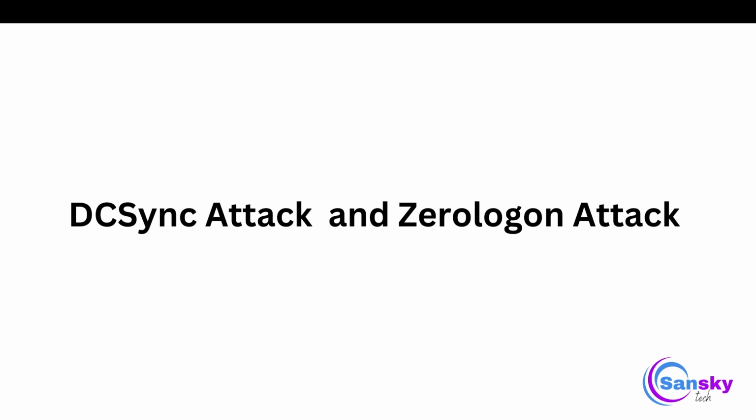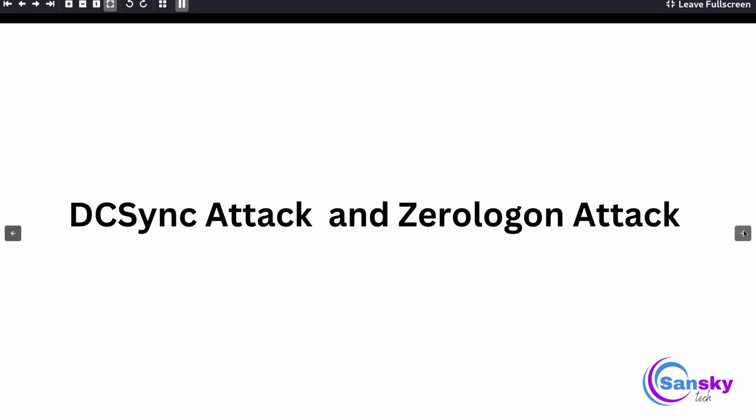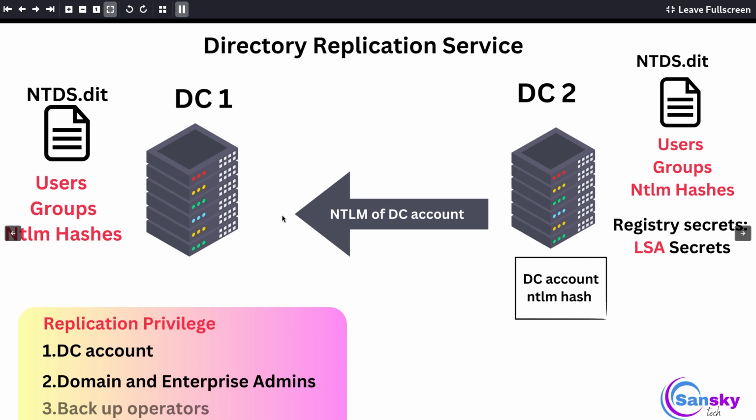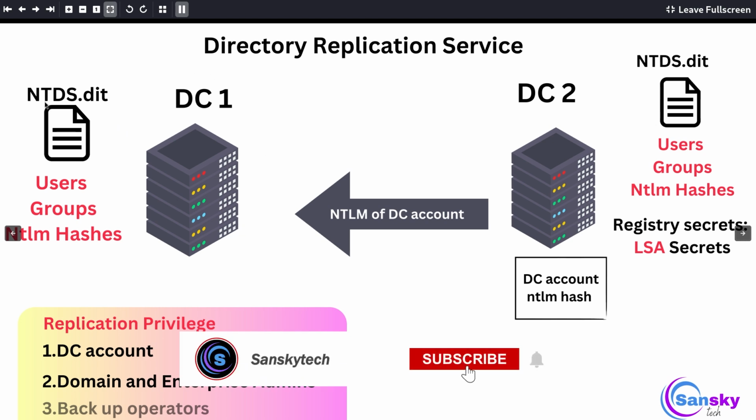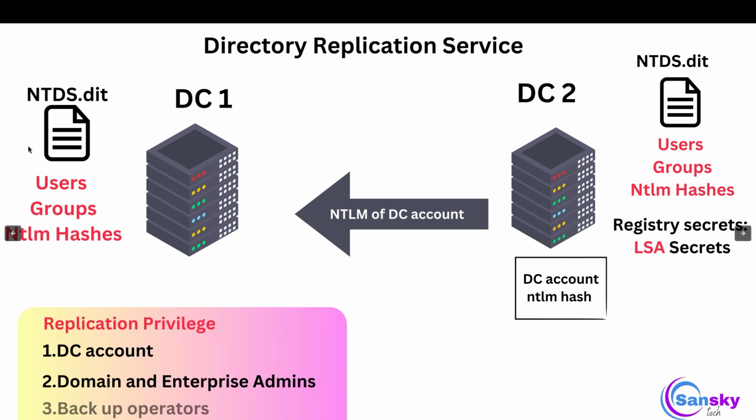In order to understand DCSync Attack and ZeroLogon Attack, we first have to understand the core concepts behind these two attacks. So we need to understand the Directory Replication Service and also what exactly a DC account is. So let's dive into our example. Here in our scenario, we have a DC on the left side called DC1. This DC, just like any ordinary DC, has a file called ntds.dit, which is the Active Directory database. This file or database includes all of the users, groups, and also all of the NTLM hashes of users.